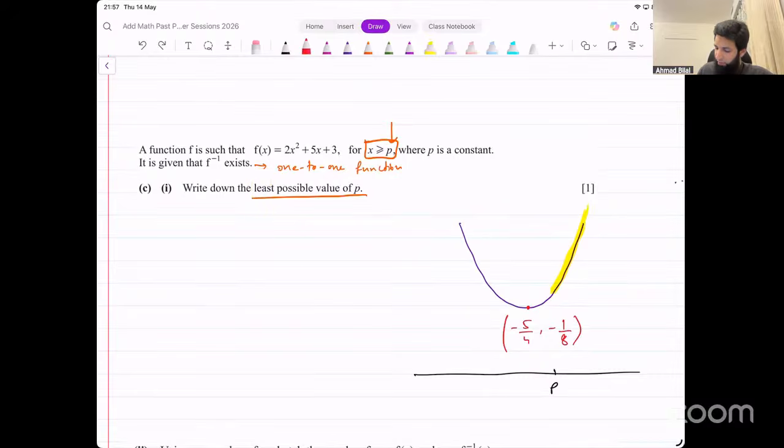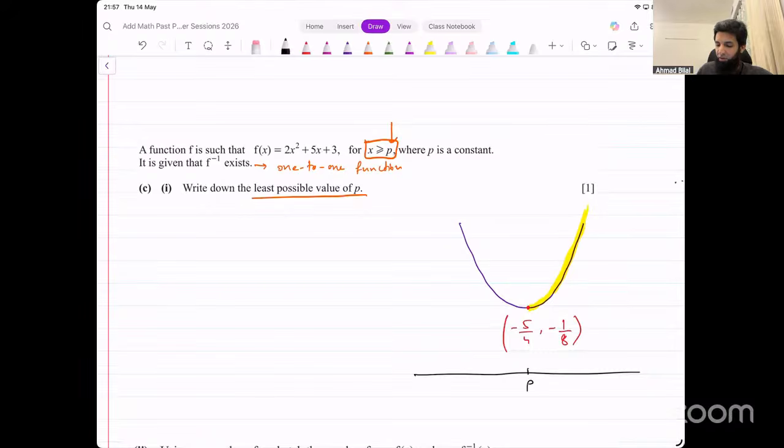Not really. We could actually take p a bit to the left side as well. How far to the left can we go? We can keep going. It still remains a one-to-one function until we reach the turning point. If we go any further than this point, it will not be one-to-one anymore. So the least possible value of p is going to be at the turning point.